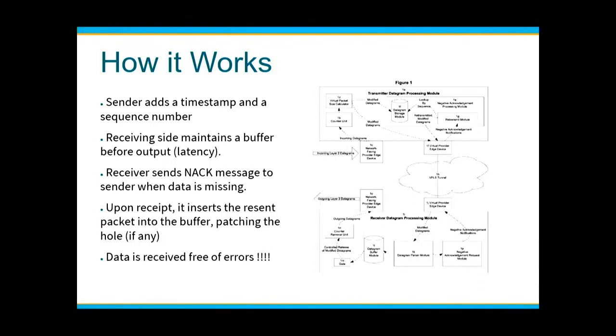Upon detection of a lost packet, the receiver is going to request a retransmit from the sender for that missing data. And this is all done in real time. Finally, upon the receipt of that missing data, the receiver inserts the packet into the buffer, and all this happens before that part of the content is delivered to the receiving player or whatever it is that's on the other side.